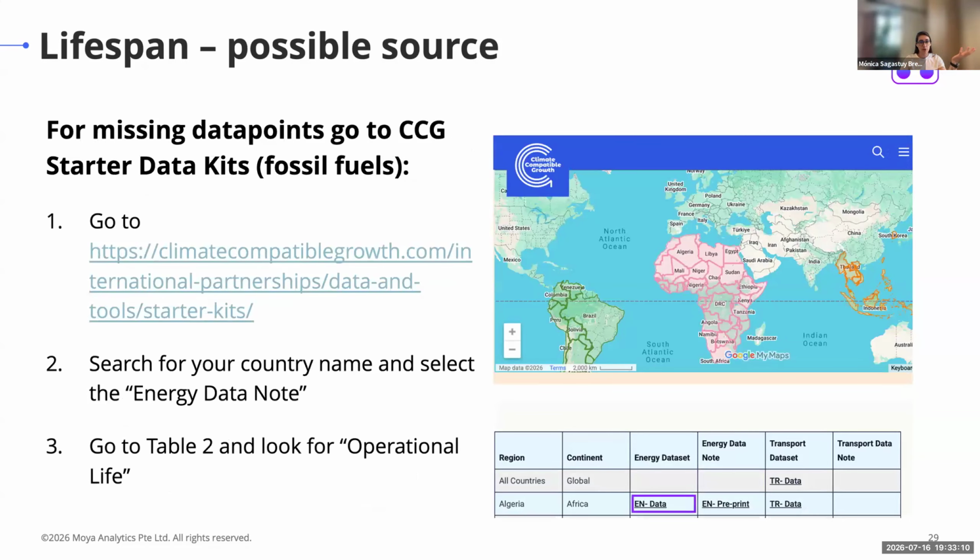Another possible source for this is going back to that CCG starter data kit. So this will be the same table that we saw earlier, and we can filter by operational lifetime, and we can filter all of the data that we have there. So it's good to go and maybe explore and see what kind of data is available in each dataset. That would be a good exercise to understand, okay, this is where we can gather this. And if there's not for a specific country, okay, then you deploy a different strategy for that specific country.